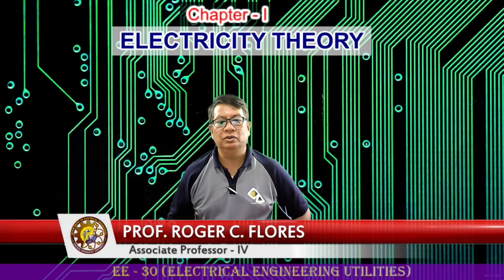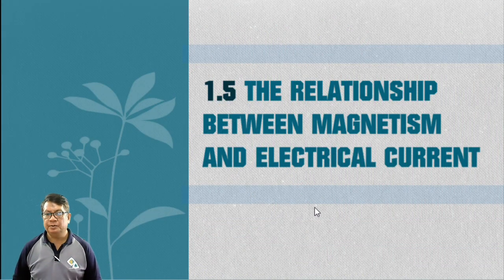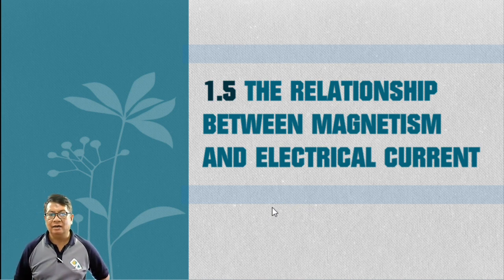Today we are going to discuss Chapter 1, entitled Electricity Theory. Here we are going to discuss the brief history of electricity, how electricity is produced, and other theories that involve the production of electricity. To start with, let's proceed to 1.5, entitled the relationship between magnetism and electrical current.